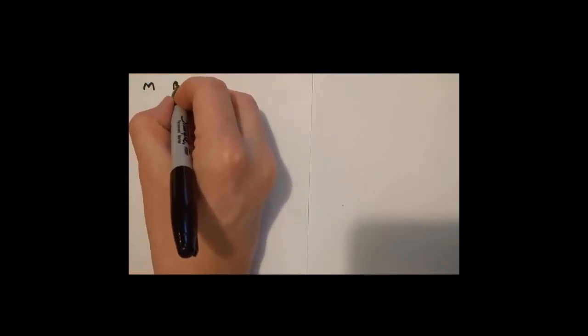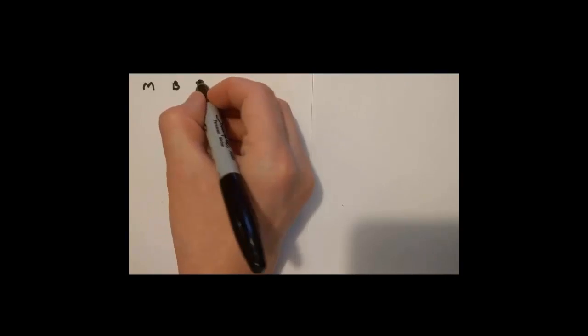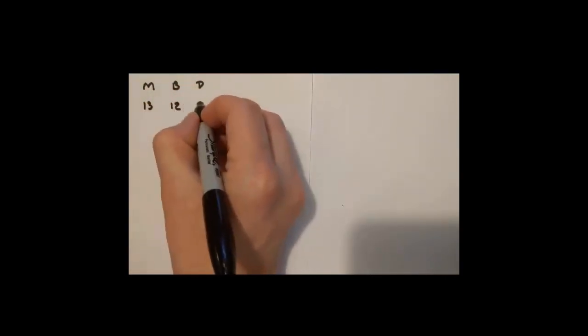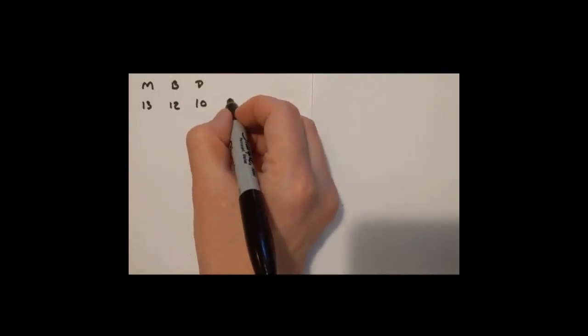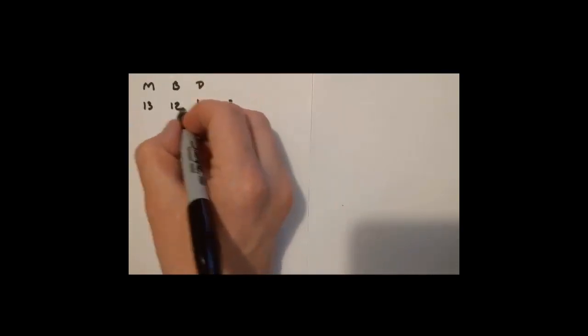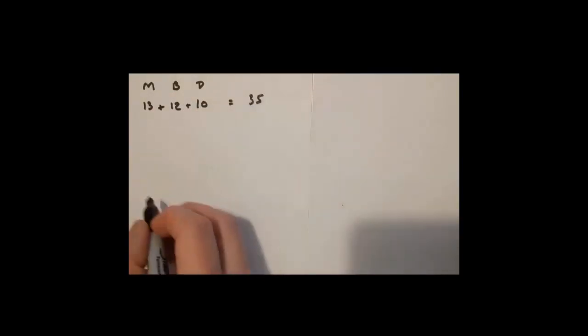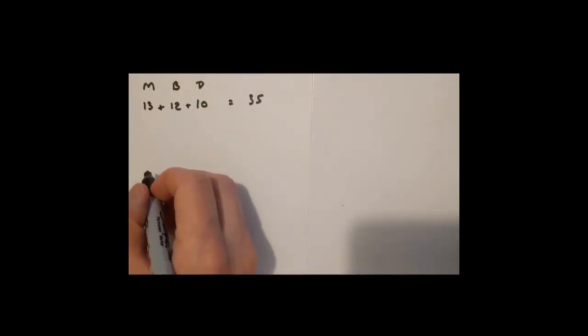So in this question we have Melissa, who is 13 years old, Becky, who is 12 years old, and Daniel, who is 10 years old. And these are going to form our ratios, so we need to add them up first of all. So 13 plus 12 plus 10 gives us 35 different groups by which we must share out the £28. So we now need to do 28 divided by 35.